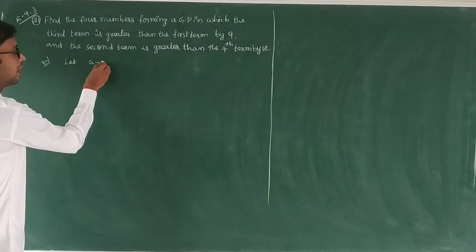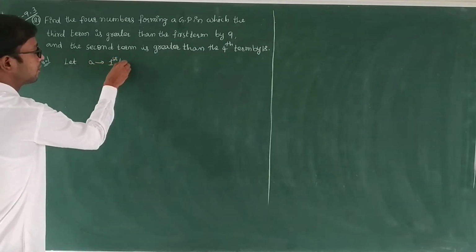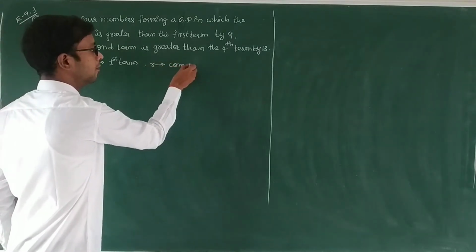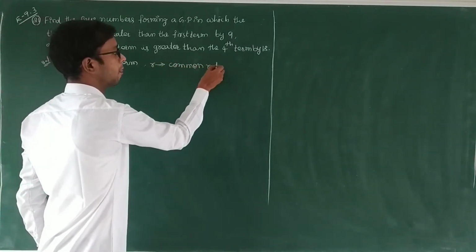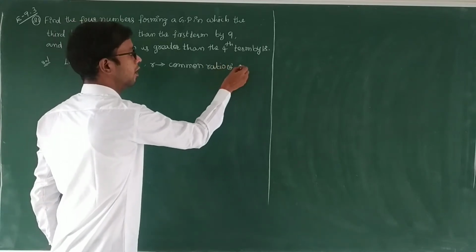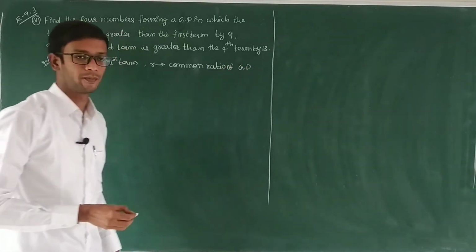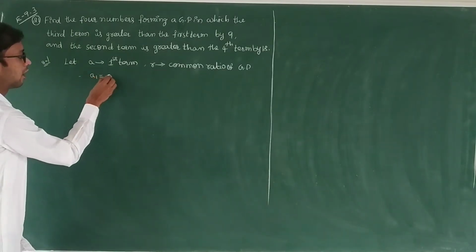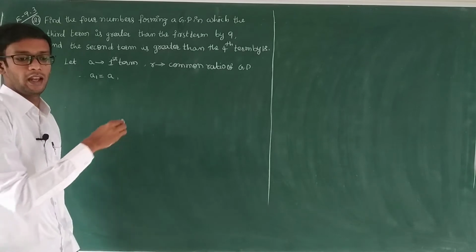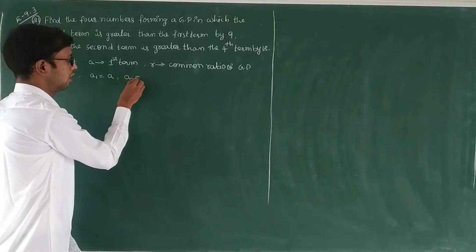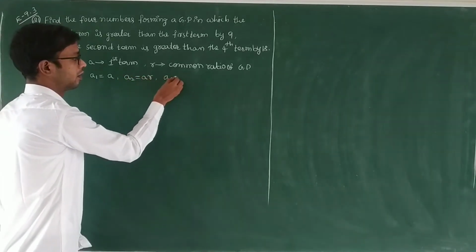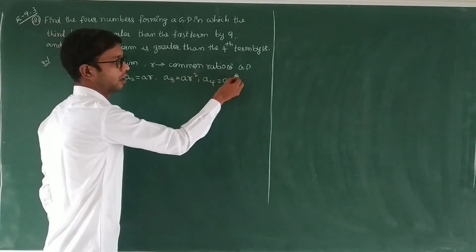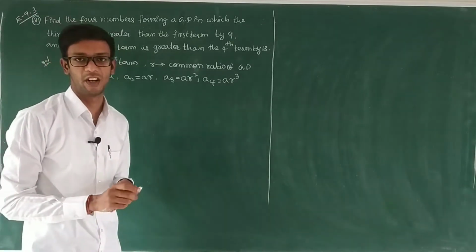Let A be the first term, R be the common ratio of the geometric progression. Therefore, A1 is equal to A, A2 is equal to AR, A3 is equal to AR square, A4 is equal to AR cube. So these are the four terms we required.